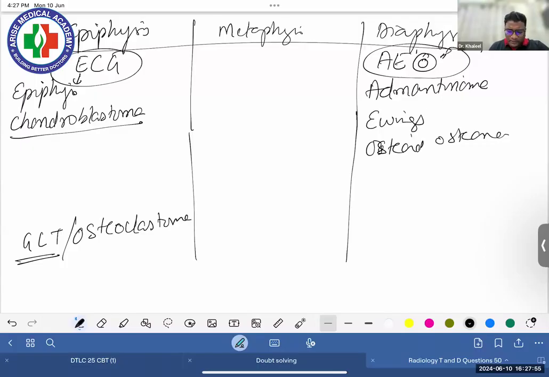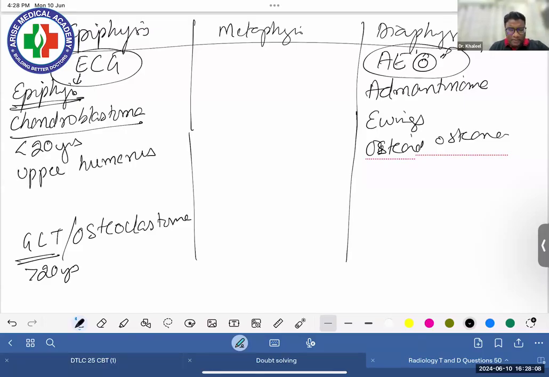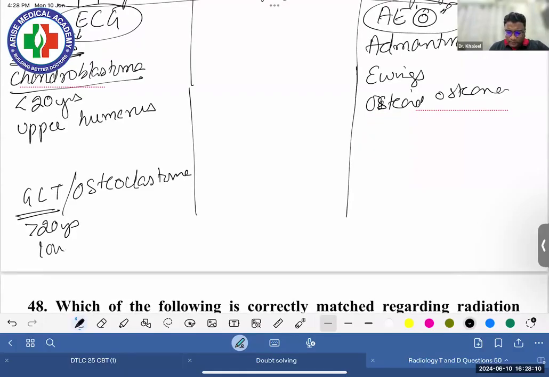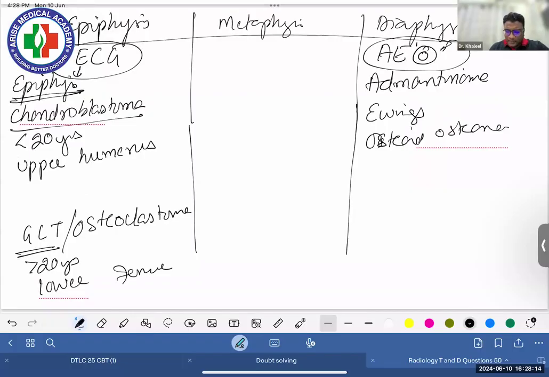Simple only. What is the difference? This is less than 20 years, that is immature skeleton. This is more than 20 years. What is the common thing? Both of them are in the epiphysis. What are the other differences? This is in the upper humerus. Usually, it can be anywhere, but usually upper humerus. This is usually lower femur. This much you remember. And also distal radius. Most common bone tumor in distal radius is this. This is about ECG and distal.